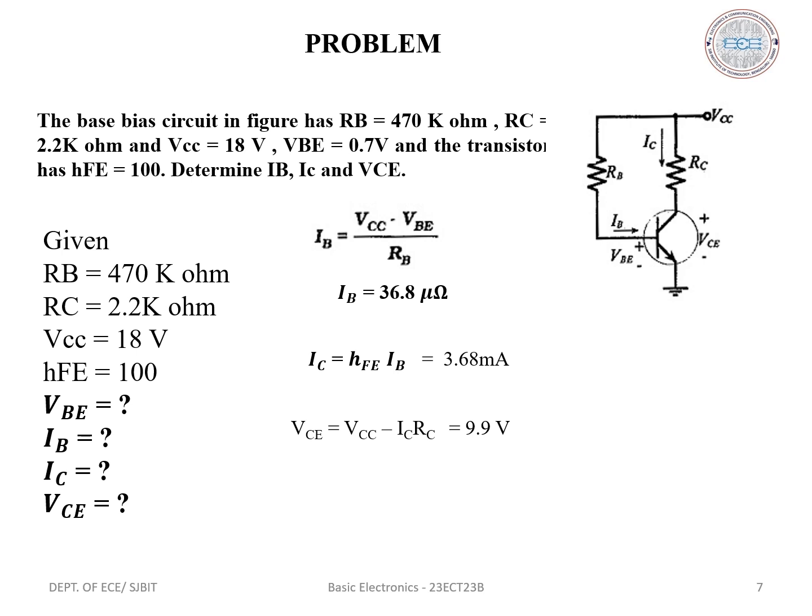And next we have to calculate the IC value. IC will be equal to HFE into IB. Substituting the HFE value as well as the IB value, it will be equal to 3.68 milliamps. Next we'll calculate VCE. VCE will be equal to VCC minus IC into RC. So substituting the values you will get that it will be 9.9 volts.